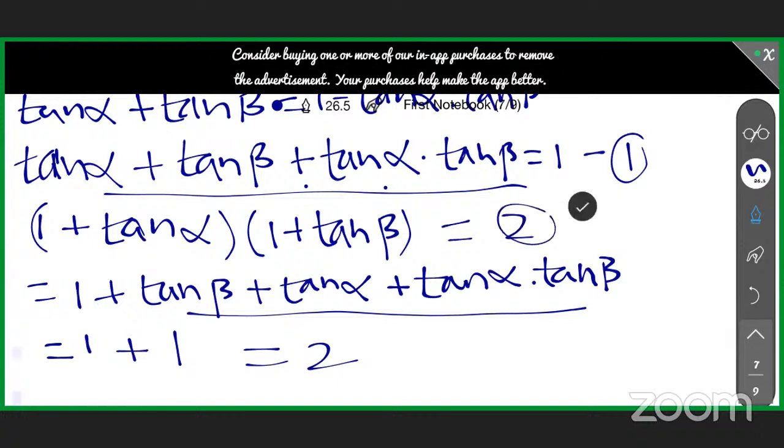Do you understand this problem, dear students? Sir, can you explain again, sir? Okay. Second step I didn't understand, sir.